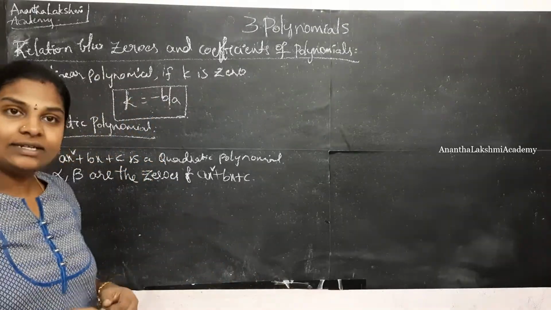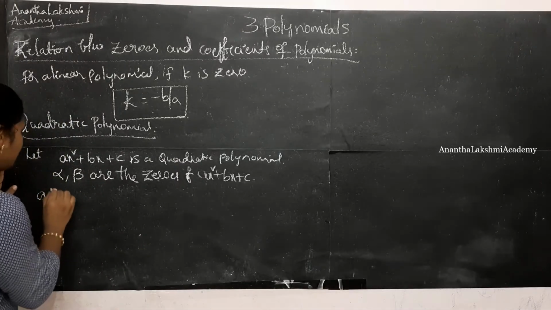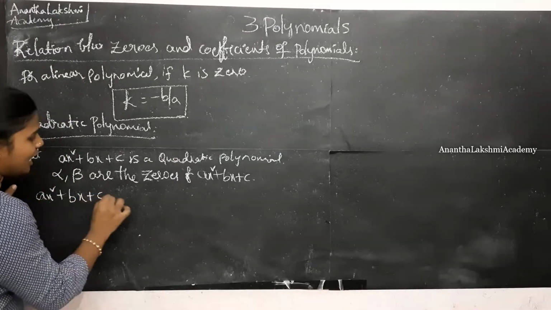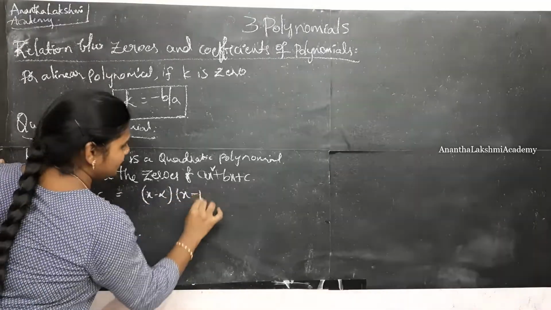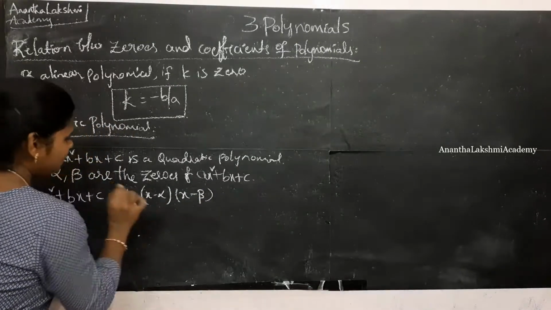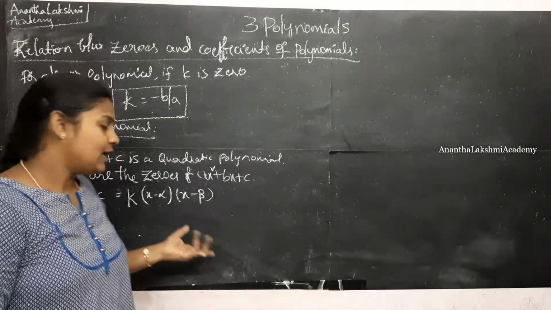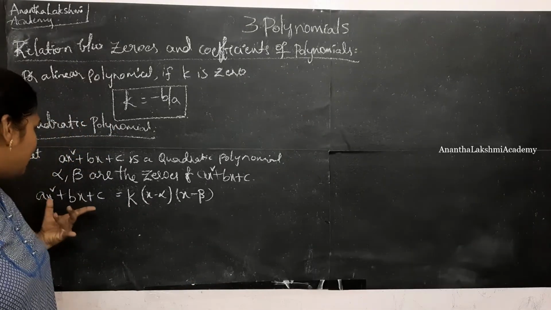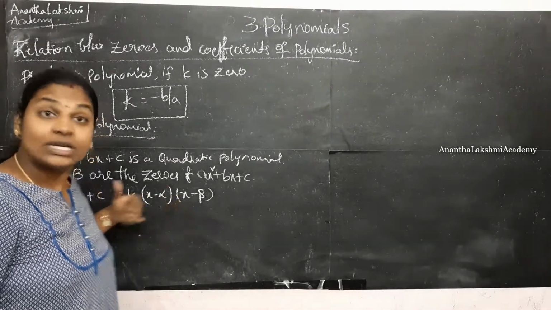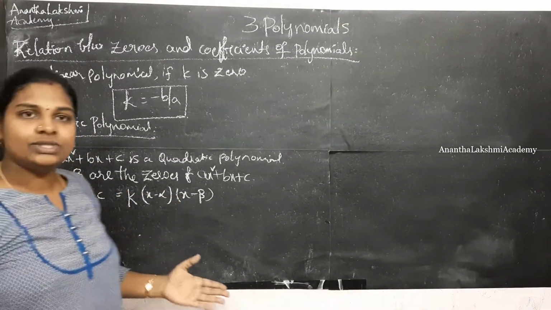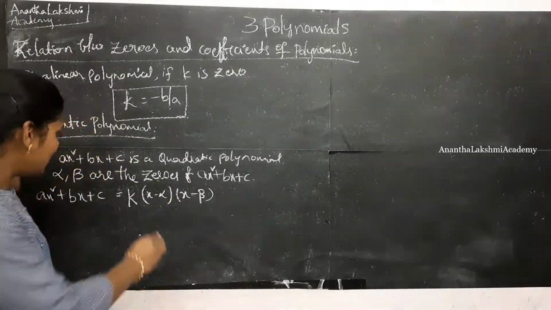How do we write it in the form of zeros? Let me show you. Ax square plus bx plus c can be written as x minus alpha into x minus beta, multiplied with the constant k. Why is k coming into the picture? Because when you multiply x with x, you just get x square, not ax square. So I am multiplying it with a constant. Let me solve this for you.